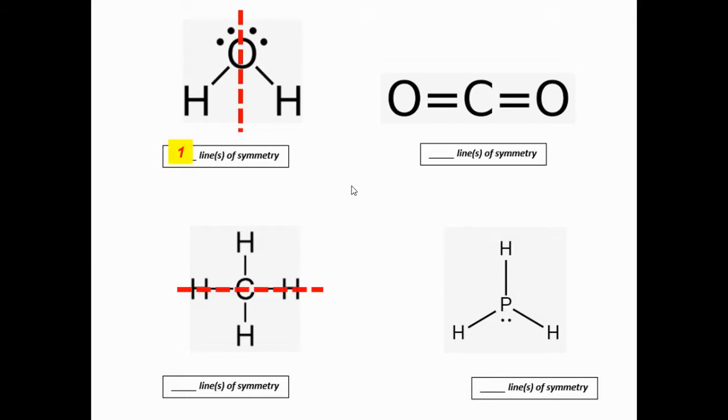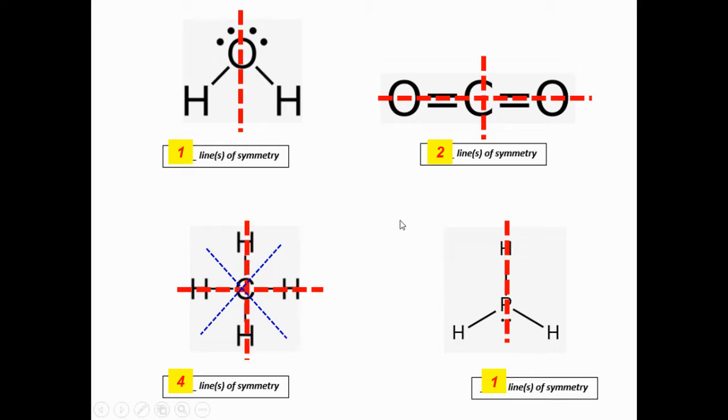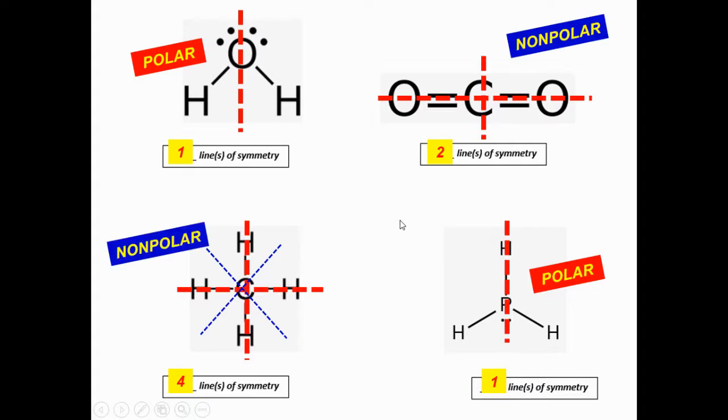1 line of symmetry, 4 lines of symmetry in this case, 2 lines of symmetry, and this last one is similar to ammonia, NH3. It's got 1 line of symmetry. That means these 2 with 1 line of symmetry are polar. These ones with 2 or more lines of symmetry are nonpolar.